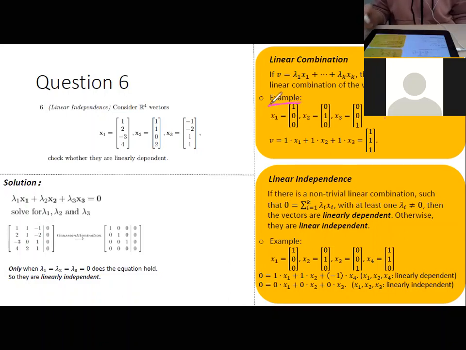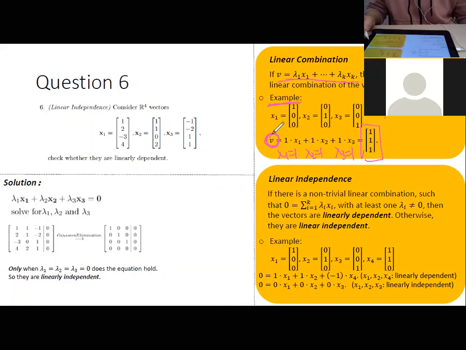We have 3 vectors. And we have a new vector v here. The new vector v is obtained by using 1 times x1, 1 times x2, and 1 times x3, and adding them together to get the vector here. According to the definition, in this case, x1 equals 1, x2 equals 1, and x3 equals 1. And in this case, we say the vector v here is the linear combination of x1, x2, and x3. I think this concept is easy to follow.